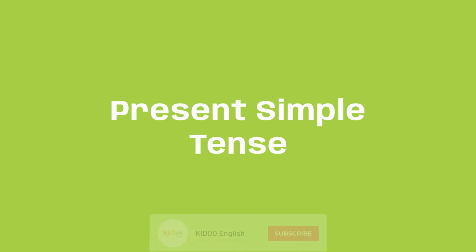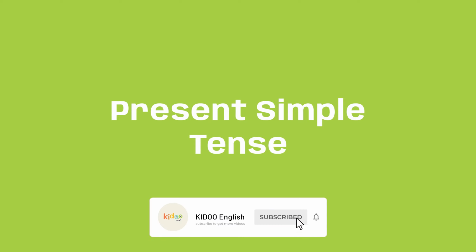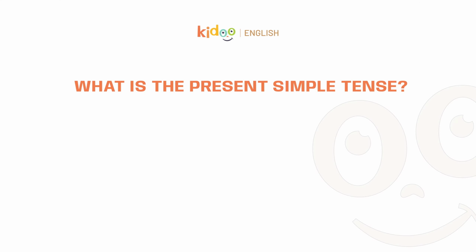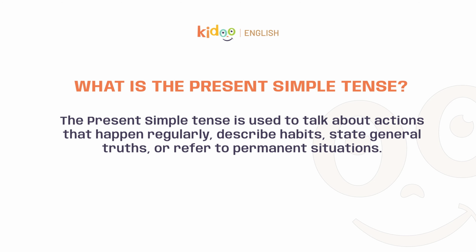Today, we will explore the present simple tense, one of the most commonly used tenses in daily life. So, what is the present simple tense? The present simple tense is used to talk about actions that happen regularly, describe habits, state general truths, or refer to permanent situations.